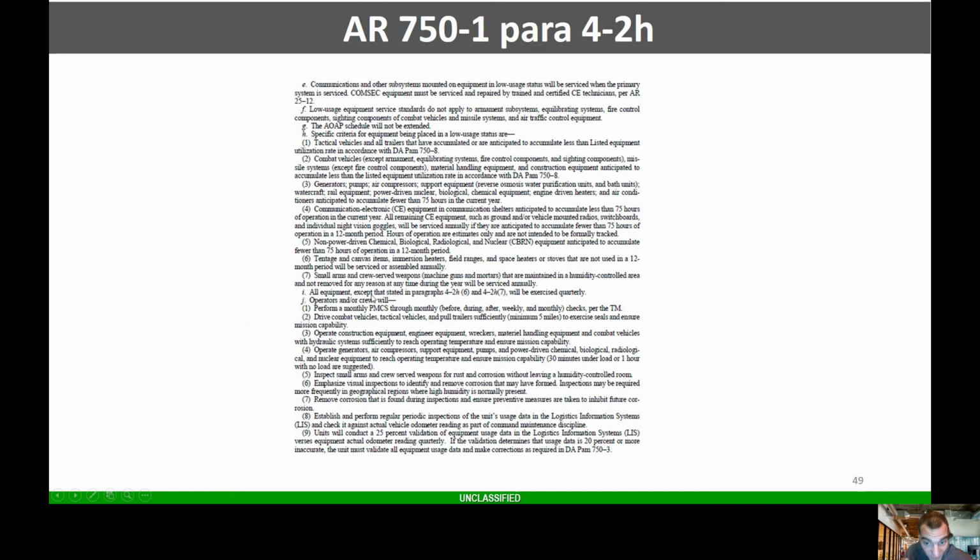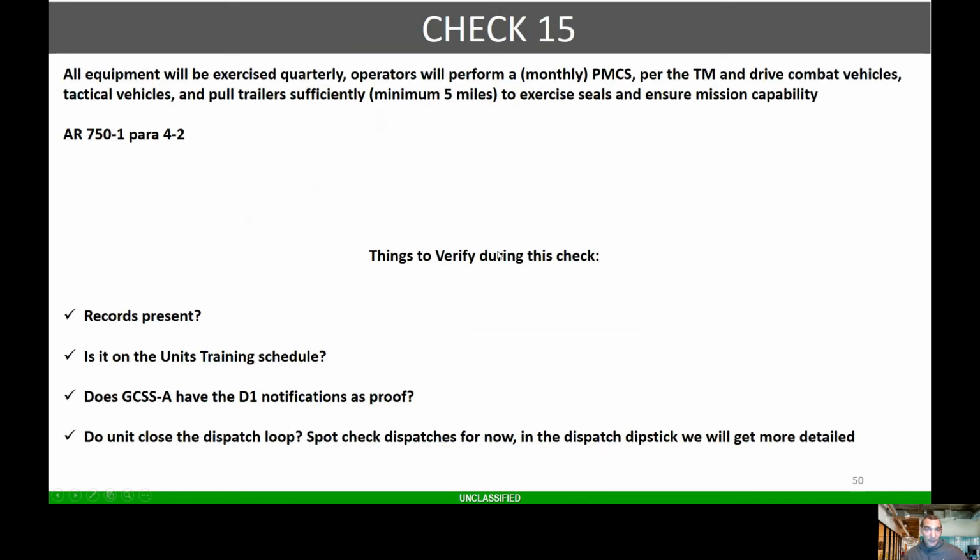One thing I do want to read is down here in number 9: units will conduct a 25% validation of equipment usage data in LIS versus the equipment's actual odometer quarterly. So that is a check. You must conduct a 25% validation of equipment usage. The best way to get after that is on Monday. Just check it, it's pretty easy. If validation determines the usage data is 20% or more inaccurate, you must do 100%. So keep that in mind.